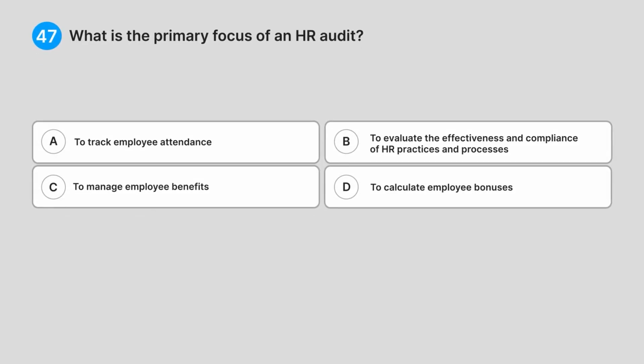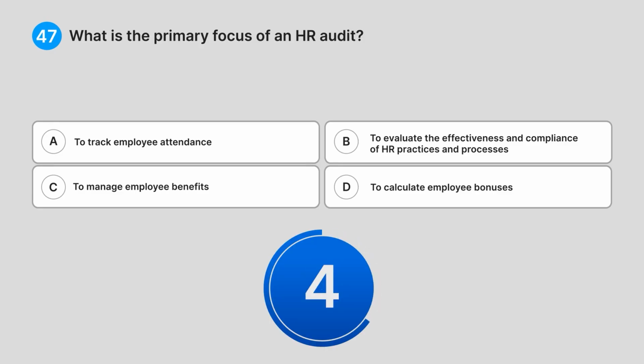47. What is the primary focus of an HR audit? A. To track employee attendance. B. To evaluate the effectiveness and compliance of HR practices and processes. C. To manage employee benefits. D. To calculate employee bonuses. Do you know the answer?